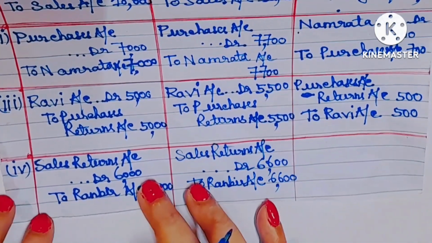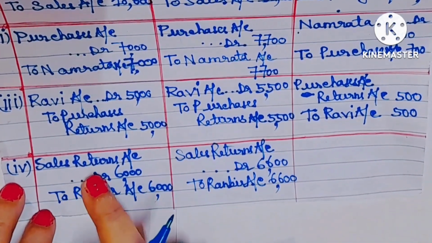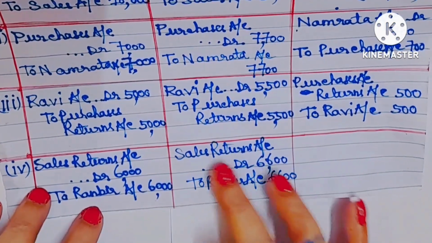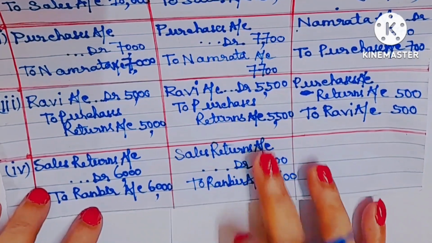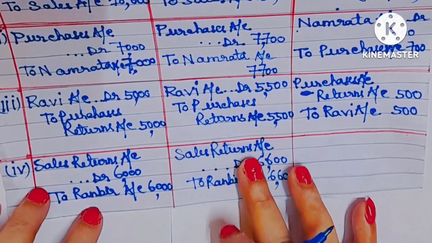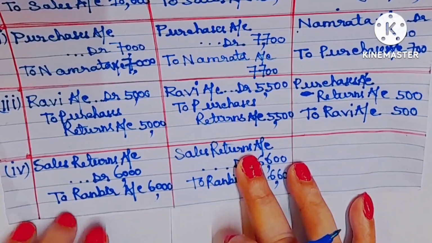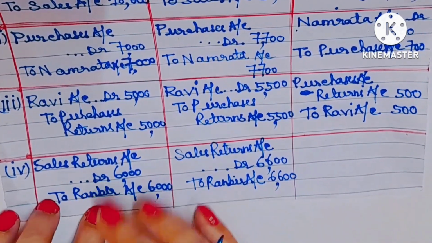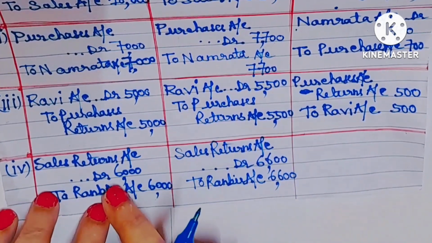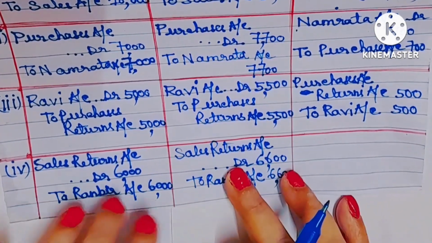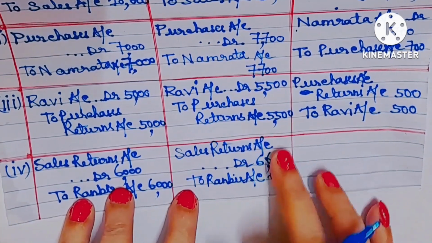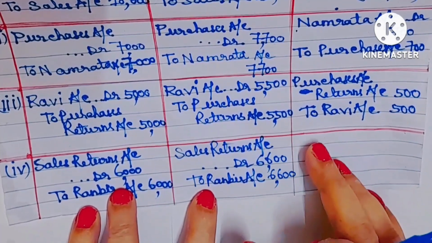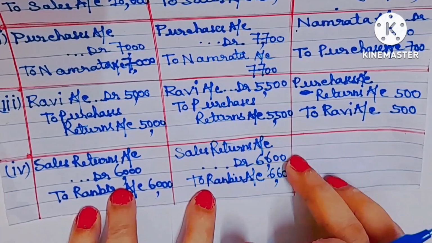See on the debit side, in the correct entry, sales returns account debit to Ranveer account. In the wrong entry, sales returns account debit to Ranveer account. The journal entry is correct, but the amounts are wrongly recorded. So let's compare the correct entry and the wrong entry. On the debit side, in the correct entry, sales returns account debit rupees 6,000. In the wrong entry, on the debit side, sales returns account debit 6,600. So rupees 600 has been recorded more on the debit side. So we have to decrease rupees 600.